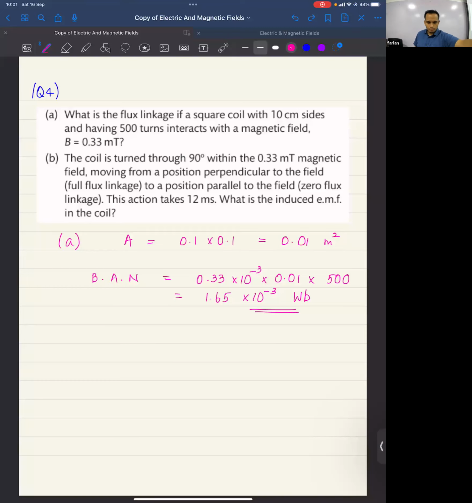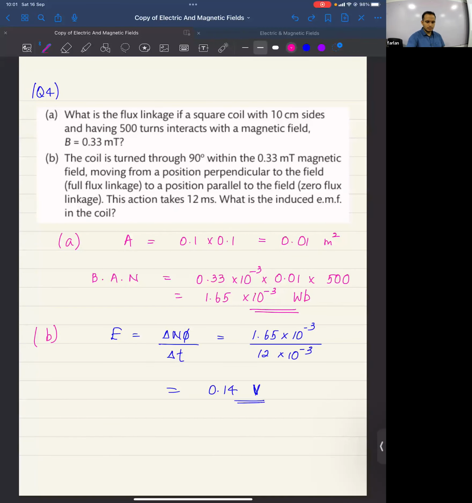So when they ask us to find the flux linkage, if we find it without the 500 turns, is it wrong? Yeah. If you find it without the 500 turns, that means you are just finding the magnetic flux. Magnetic flux linkage means magnetic flux multiplied by the number of turns. Okay, so magnetic flux applies to only one turn. Correct.